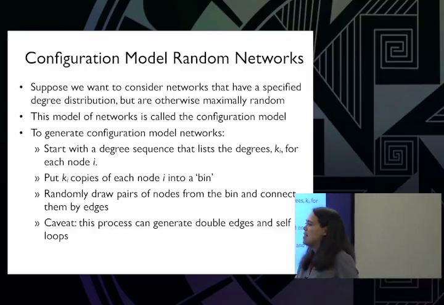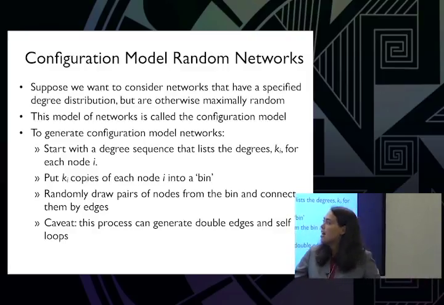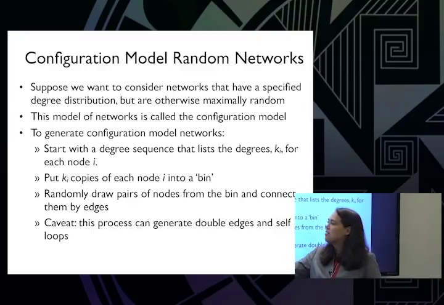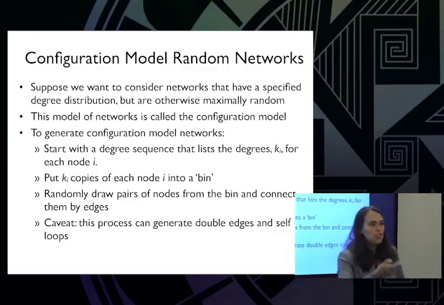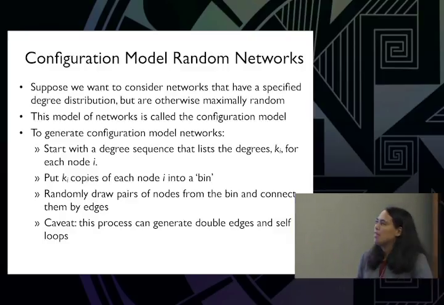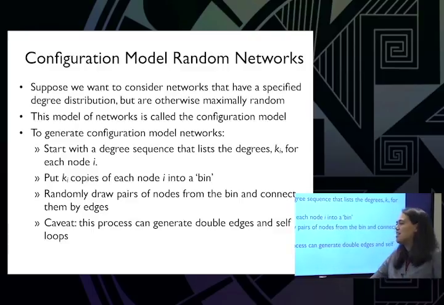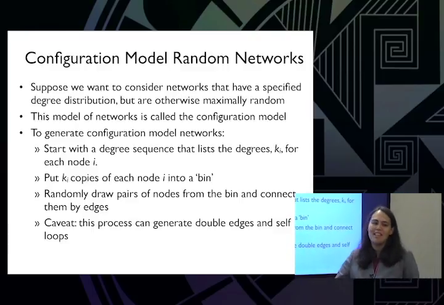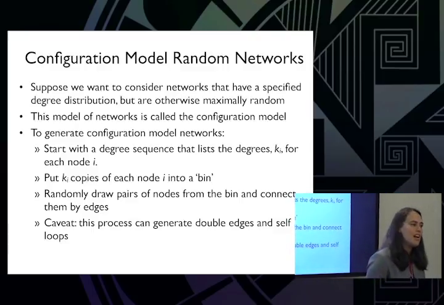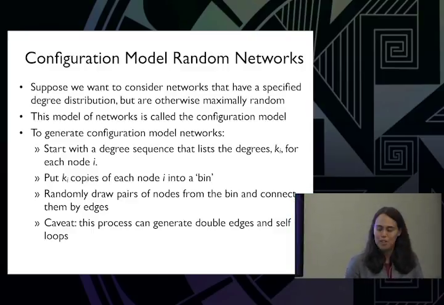And I'm going to repeat this process. And it works pretty well to generate a network that has this specified degree distribution, which is usually specified from the data, but is otherwise random. But there are some caveats. This process can generate double edges and self loops, and usually I might think of my data as not allowing double edges and self loops.